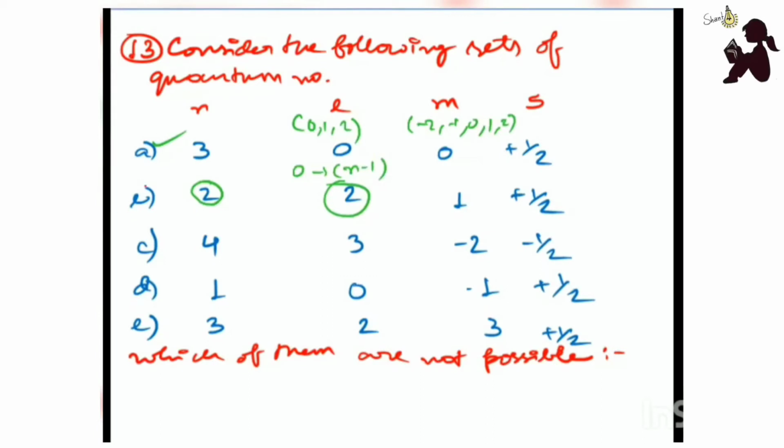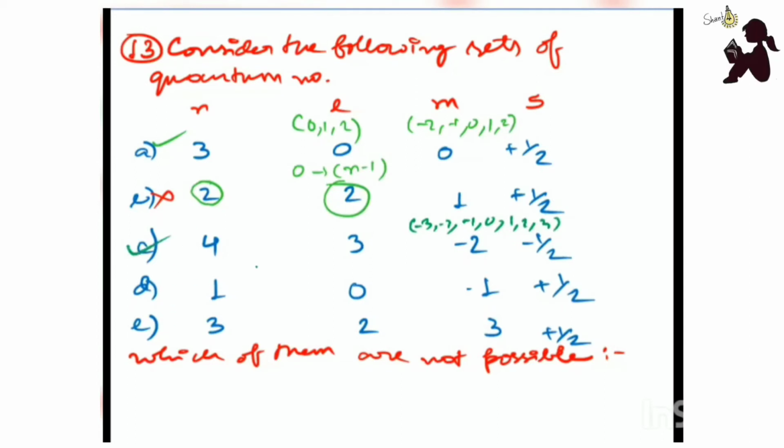So it's wrong, so it can't happen. So let's see the next option, that is 4. Here it can be, because it is n minus 1, so 3 can be possible. Here -3, -2, -1, 0, 1, 2, 3. So -2 is possible. It is within this range.